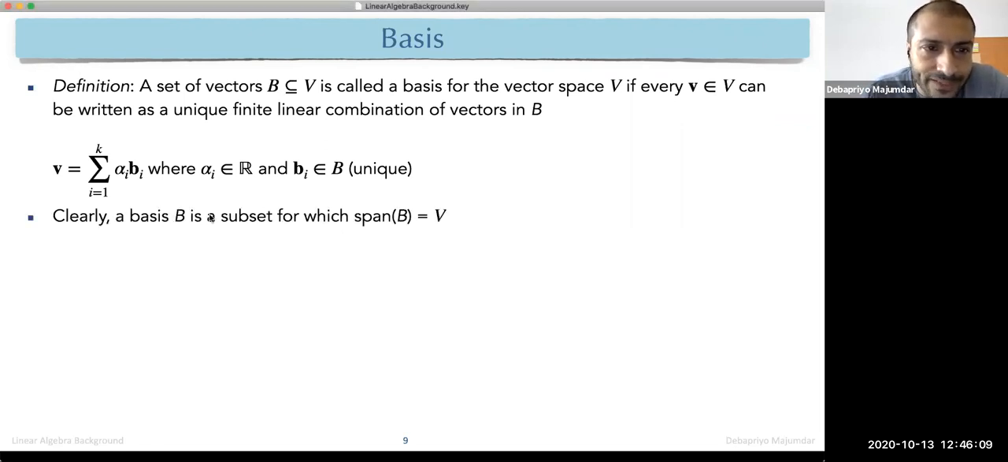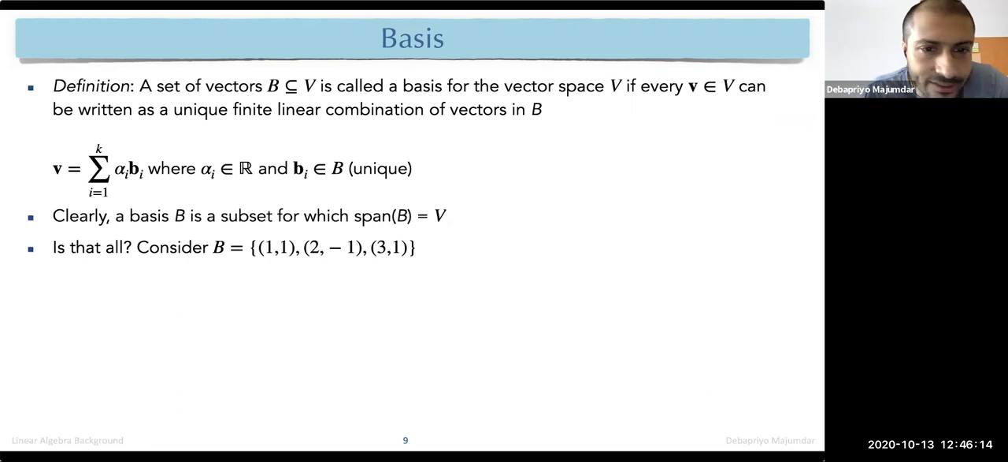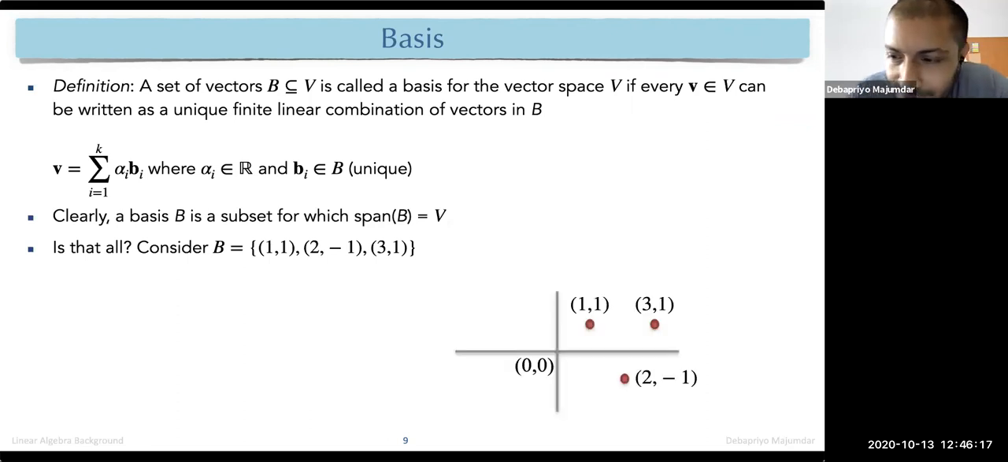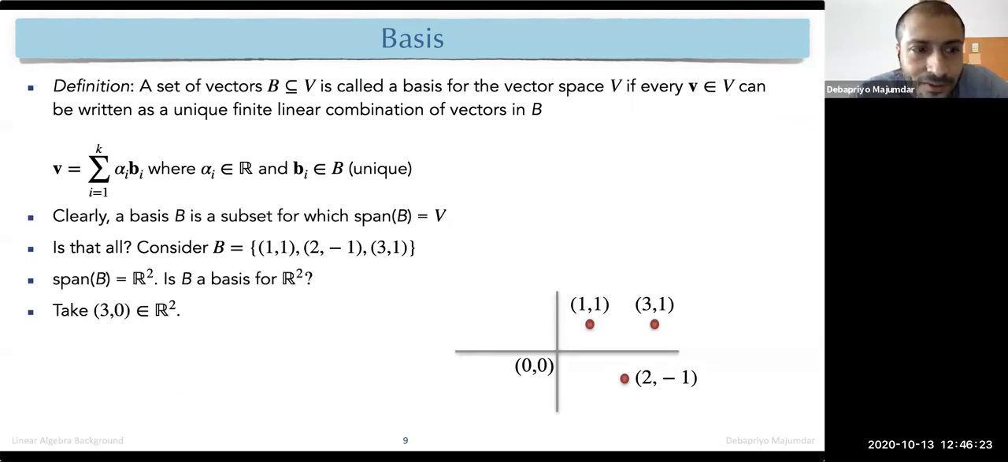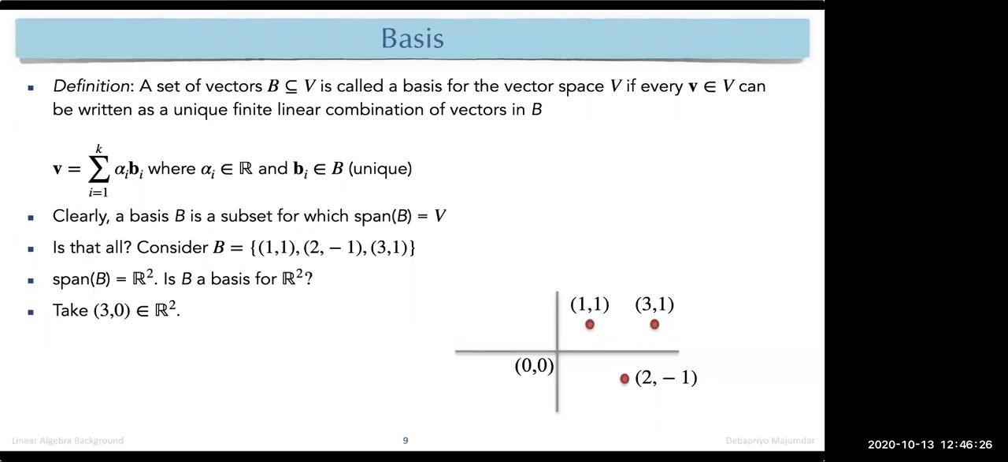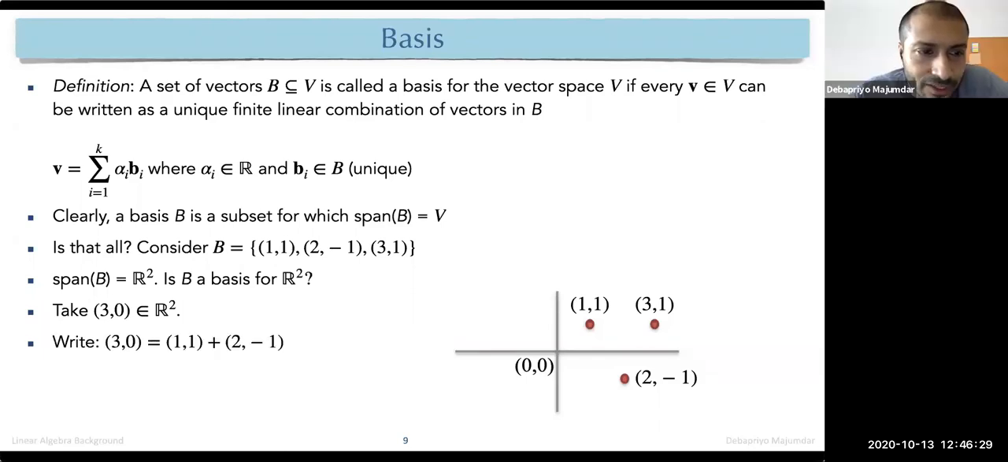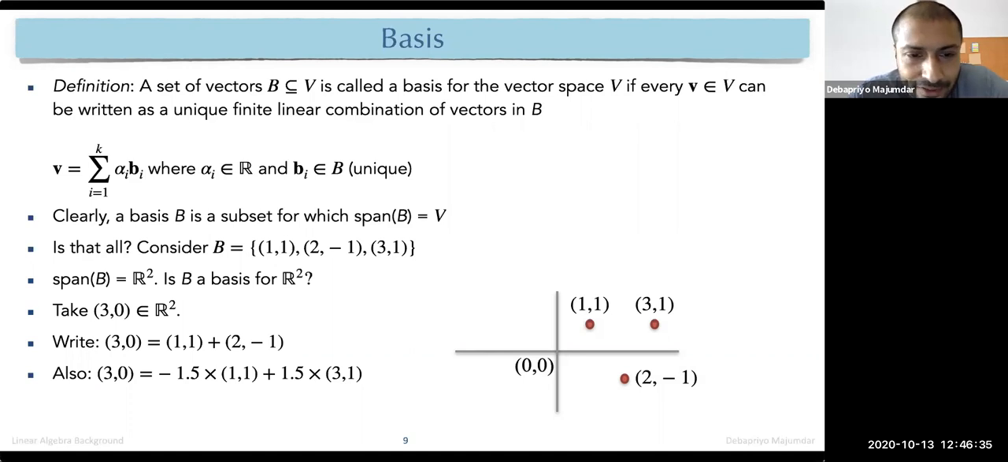So clearly a basis is a subset for which the span is the total vector space, right? But is that all? Just consider our previous example. Is this a basis of R2? No, sir. Okay, it's not a basis of R2. Why? Because let's say (3, 0). We can actually make multiple linear combinations to make (3, 0), right? So you can write (3, 0) as (1, 1) plus (2, -1). You can also write (3, 0) as another linear combination of two vectors here, right? So it's not a basis. So uniqueness is not satisfied. I'm not going into the details of this.